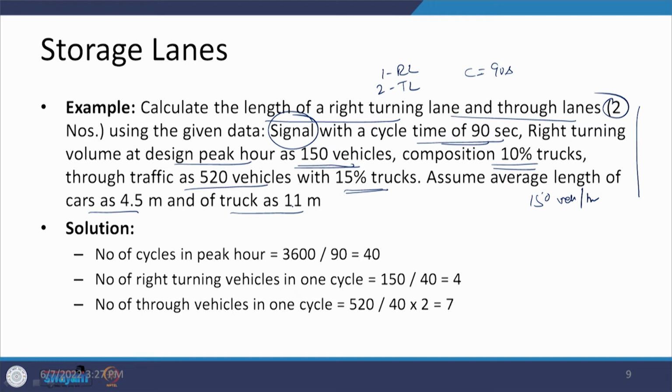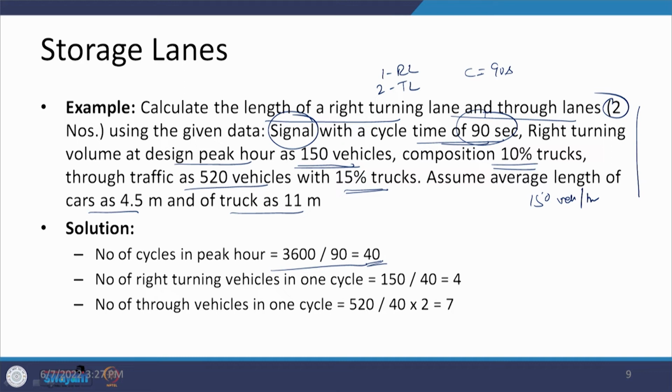Now, we have to calculate what length needs to be provided here. When we look at 1 hour, we have to find the number of cycles. One cycle length is 90 seconds, so accordingly the number of cycles comes out to be 40. So, there are 40 such events in which these types of turning movements are going to occur.